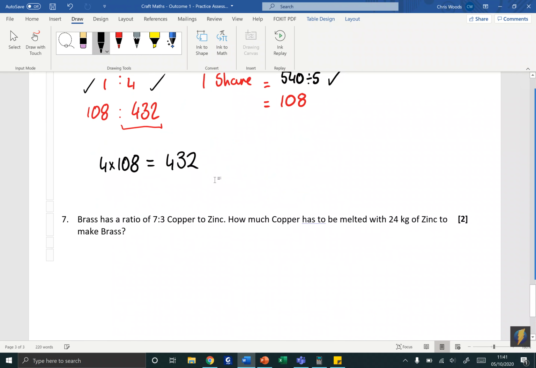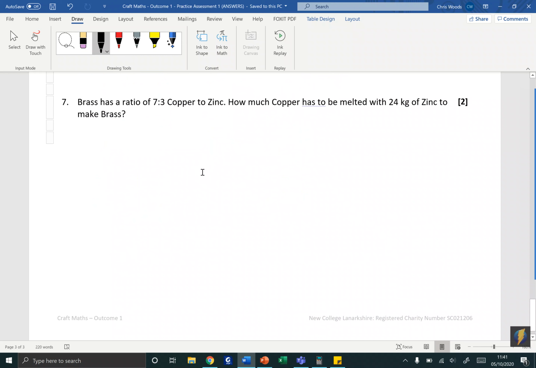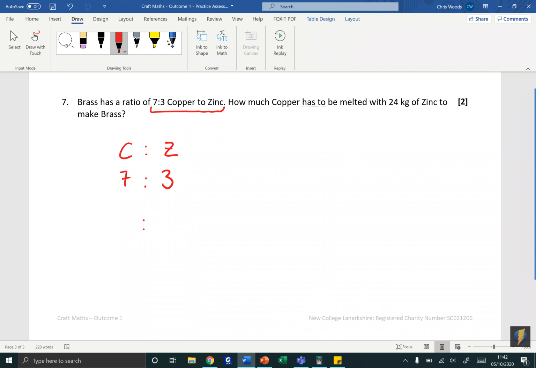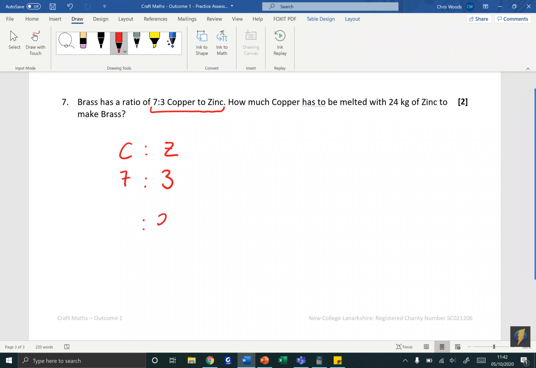Okay, last but not least, brass has a ratio of 7 to 3 copper to zinc. So again, I would lay all your information out. Copper, zinc, you've got 7 to 3. Right, so that's that bit of information laid out. How much copper has to be melted with 24 kilograms of zinc to make the brass? So we know we have 24 kilograms. You just need to figure out what this is going to be.